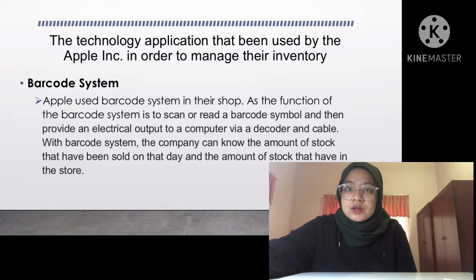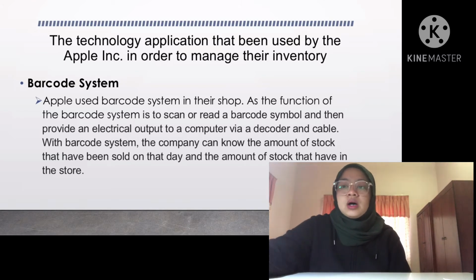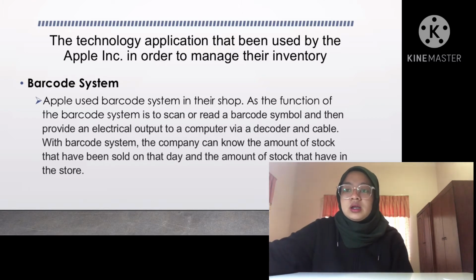Okay, as the function of the barcode system is to scan or read the barcode symbols and then provide an electrical output to a computer via a decoder and cable. With barcode system, the company can know the amount of stock that has been sold on that day and the amount of stock that they have in the store. As for Apple they use this barcode system in their shop so that they will know how many of the Apple's products that have been sold that day and the amount of stock that have in the store before they sell it.